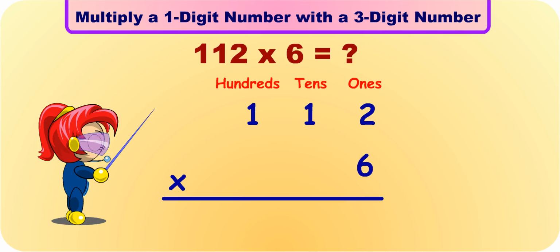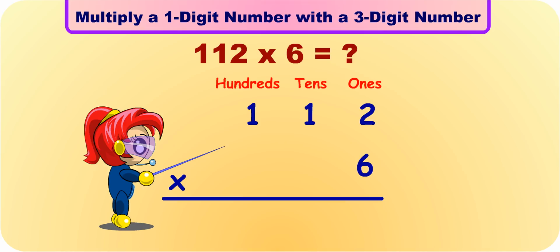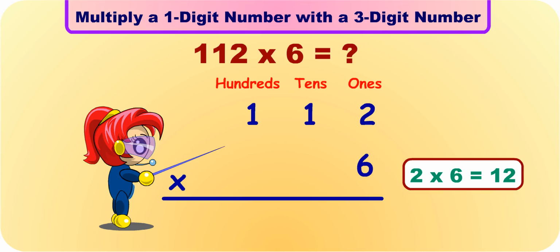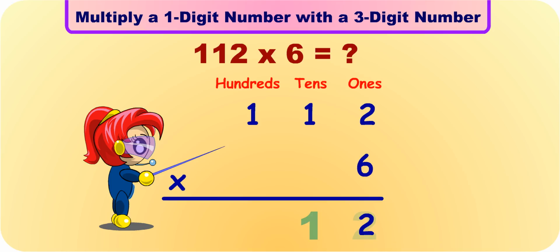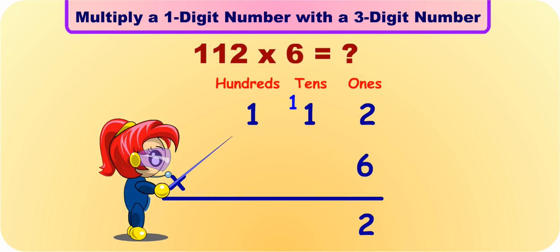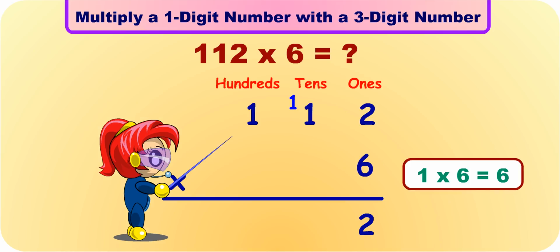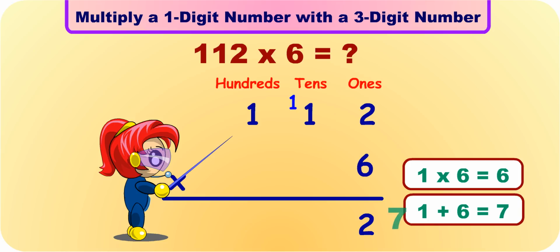No problem. Firstly, I multiply the ones by 6. 2 ones multiplied by 6 equals 12 ones. 12 ones is 1 ten and 2 ones. I write 2 in the ones place and carry 1 ten over to the tens place. Next, I multiply the tens by 6. 1 ten times 6 equals 6 tens. Then I add 1 ten to 6 tens and I get 7 tens.